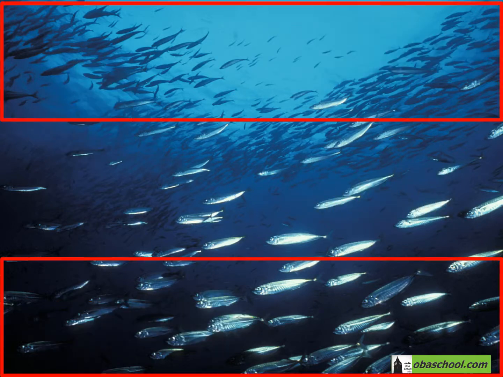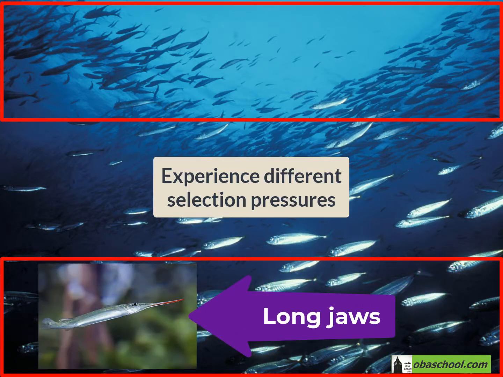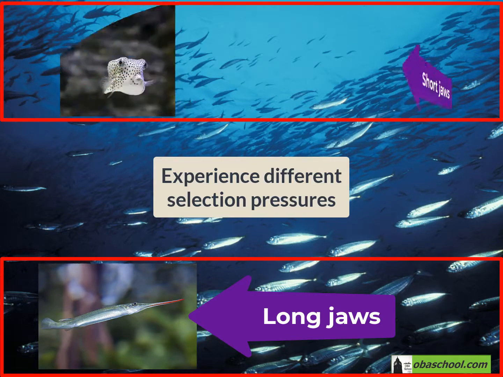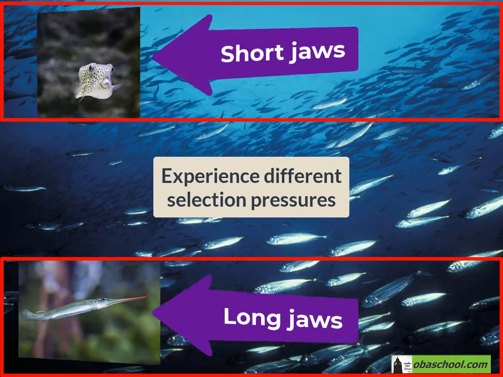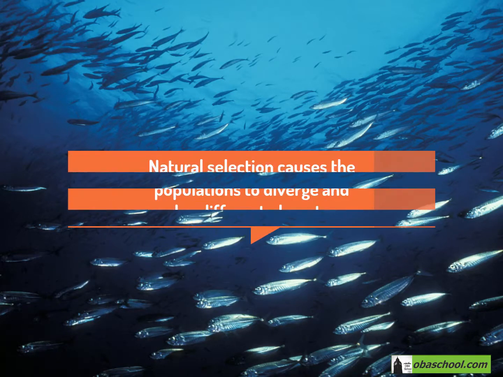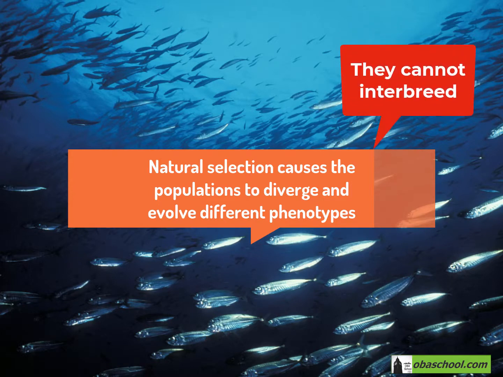Now, the separated groups may experience different selection pressures, such as the long jaws being advantageous for bottom feeding, whereas the shorter jaws are advantageous for mid-water feeding. Over time, natural selection causes the population to diverge and evolve different phenotypes, so they can no longer interbreed as they are separate species.